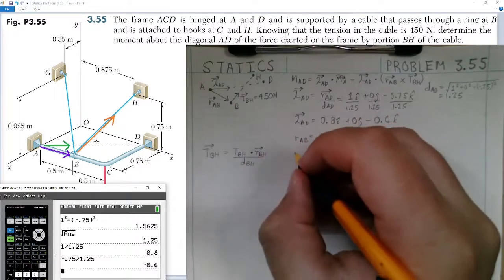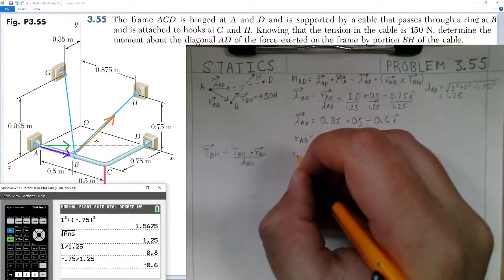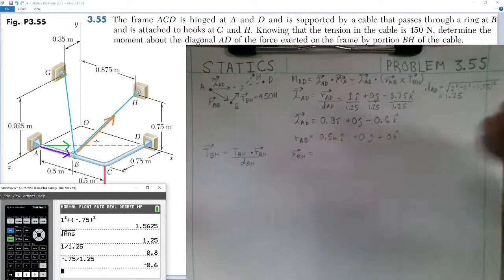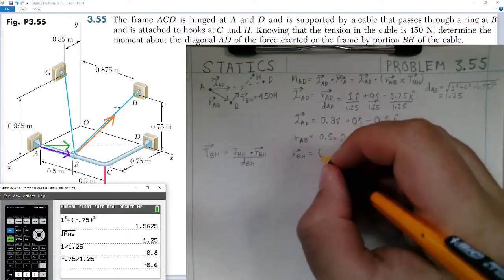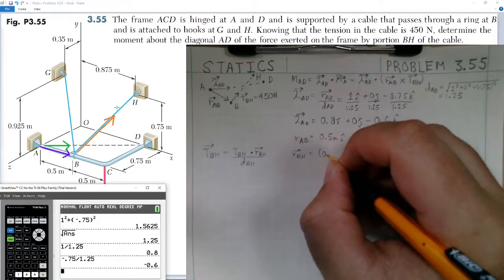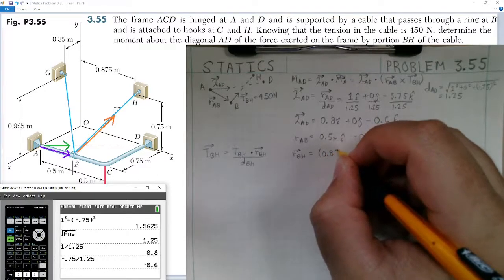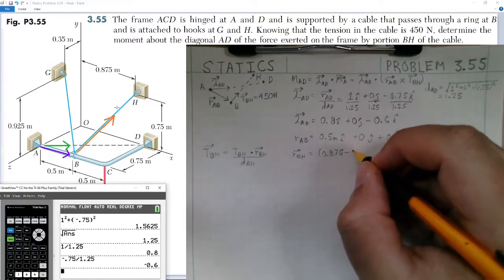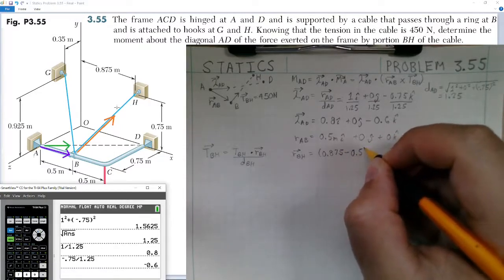So now we're going to find the position vector going from B to H. We'll look at the diagram again. Going from B to H, we're at 0.5 meters in the x-axis, and we're going to 0.875 meters. So we're going to find the difference between those two, and that's going to be our i hat dimension. So it'll be 0.875 minus where we're already at in the x-axis, 0.5, and that would be our i hat dimension.